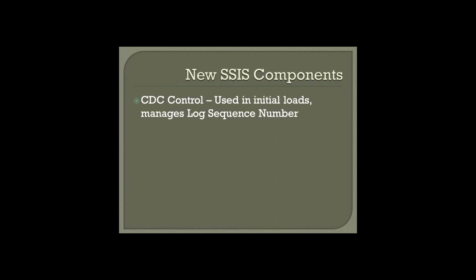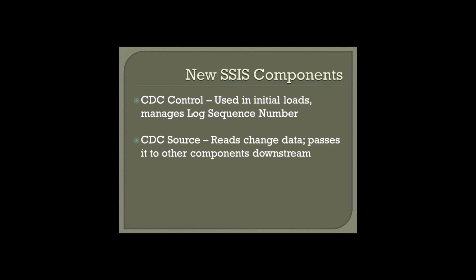So first off, we have the CDC Control. This is mainly used in initial loads. Well, actually, it's only used in initial loads, and it manages the log sequence number. So when it's feeding data through the data flow, it's starting or marking where the initial load is, and it's also going to mark where the load stops as well. So it's going to give you your starting point.